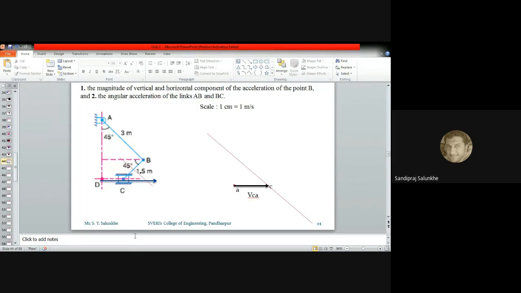Right. Now, roll number 18, Sachin Sutar. What will be the next step?